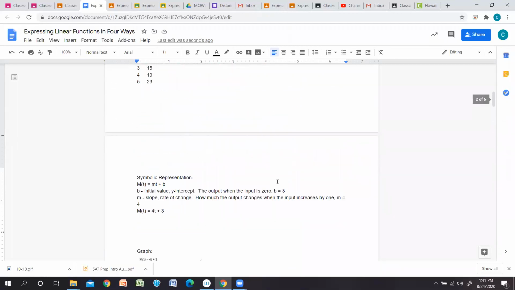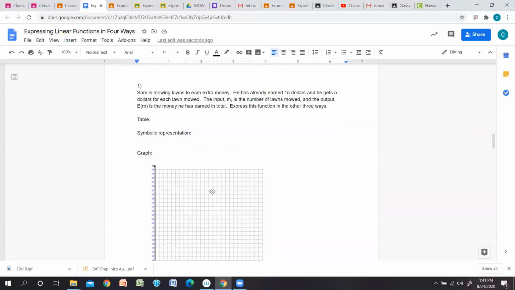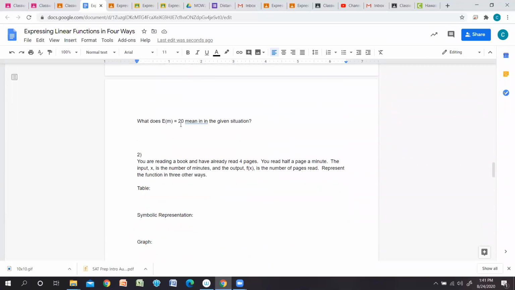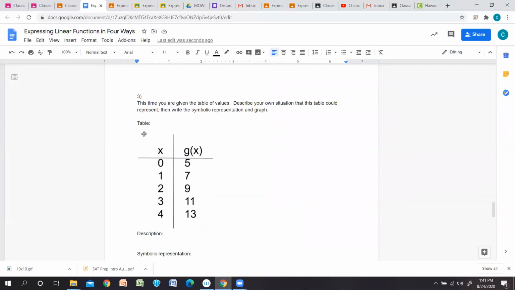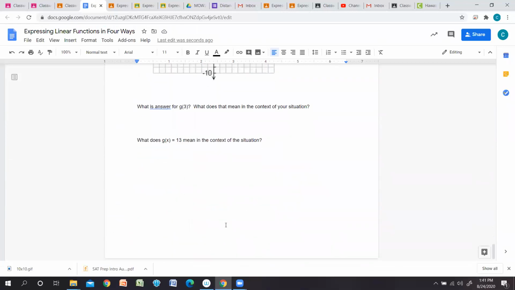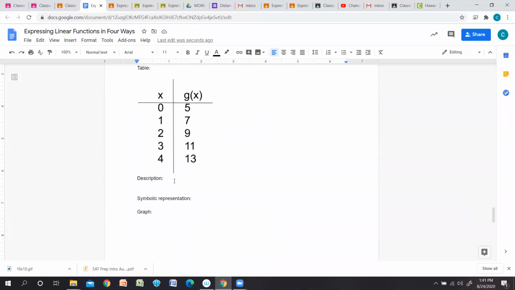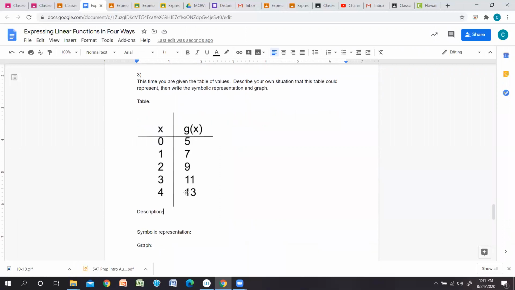So we did the 4 representations and then answered some questions. Same thing here. You're given a situation. You're going to represent it in different ways, answer a question. Same thing here. For number 3, though, you're given a table and you have to think a little bit, come up with your own description, come up with your own situation. It could be anything you want as long as it fits the information given. Okay, then you do it the other way and you answer some questions. You represent it in the other ways. So that's about it. It's just some practice seeing we can represent the same information in different ways.